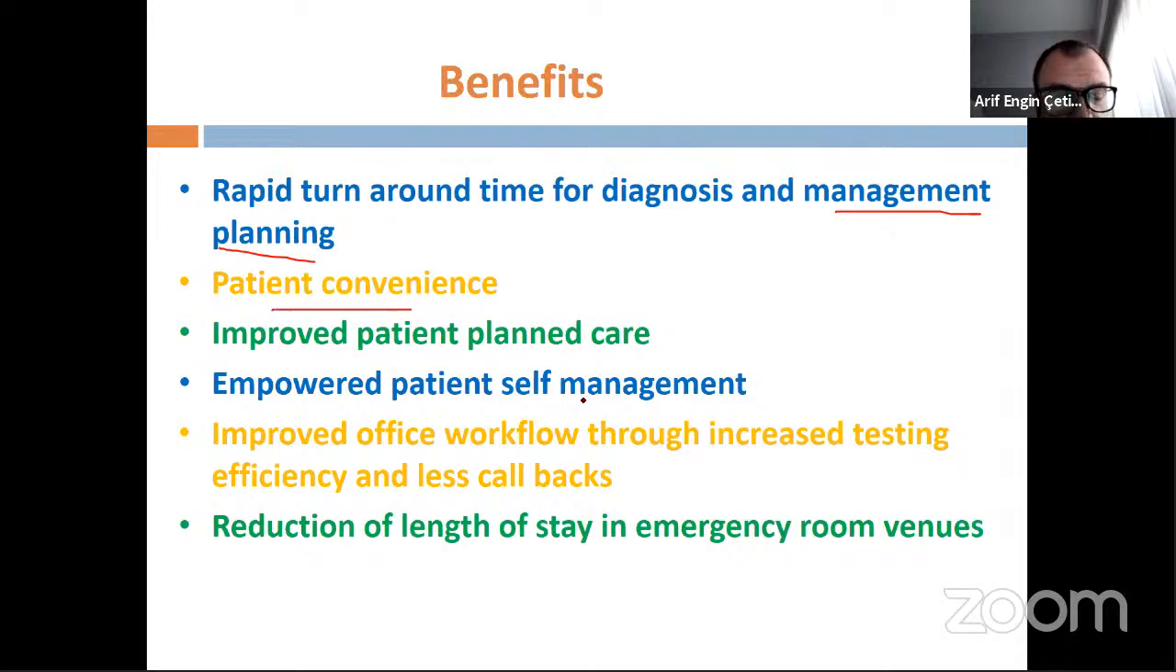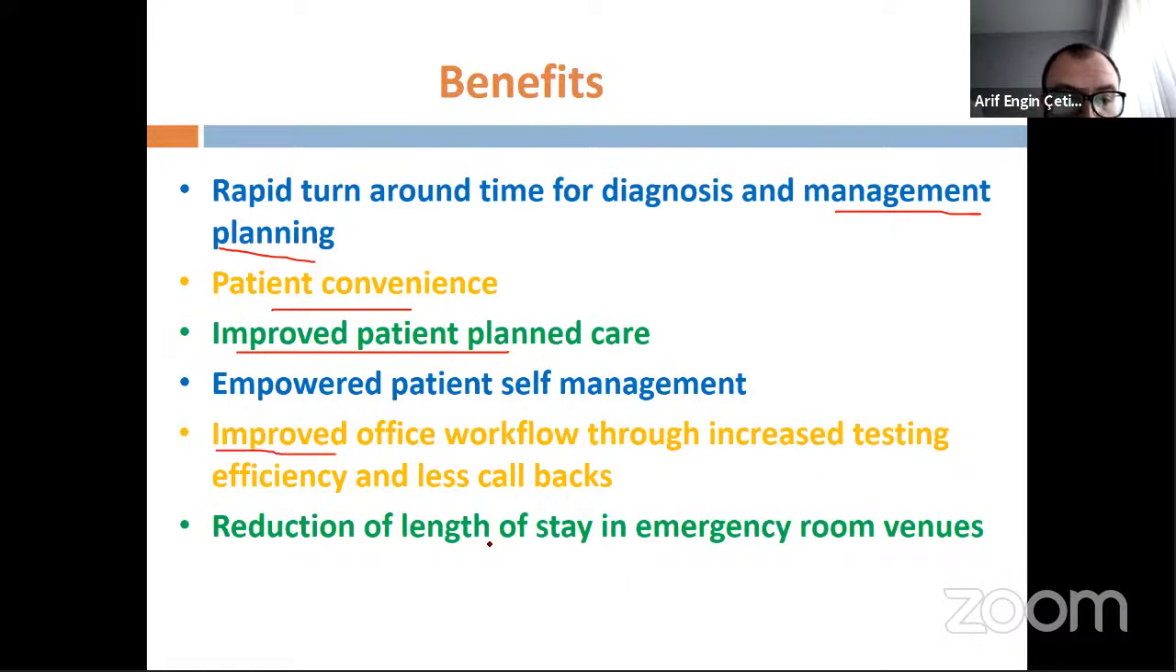Patient convenience: it's convenient for patients because they don't have to go to a central lab which is far away from their home settings. These platforms improve patient care, and decrease the cost of their healthcare, so then they can have better planned healthcare.